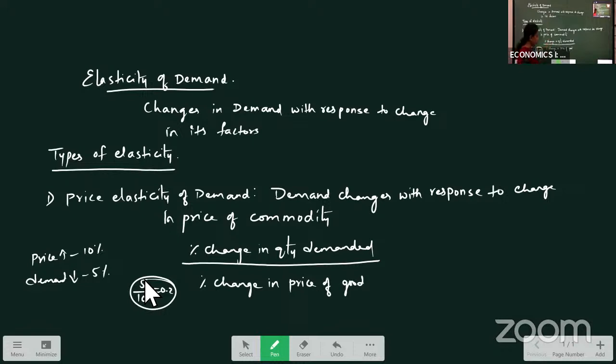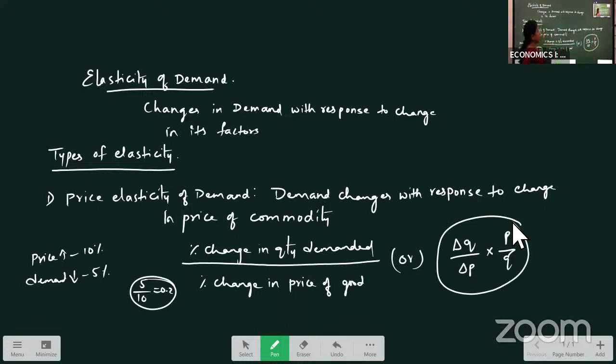So this way we calculate the elasticity in response to the price of the commodity. This is one formula we are using, or we can use another formula, delta Q by delta P into P by Q. So two formulas we are using to calculate price elasticity of demand. What is price elasticity of demand? Demand changes in response to change in price of the commodity. How much demand is changing in response to how much price is changing. This concept is called price elasticity of demand.